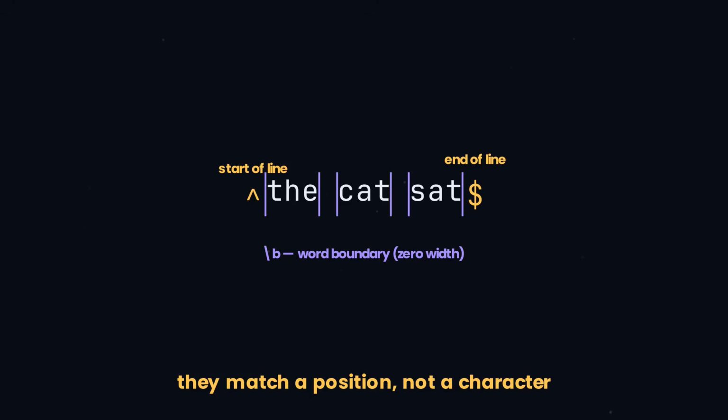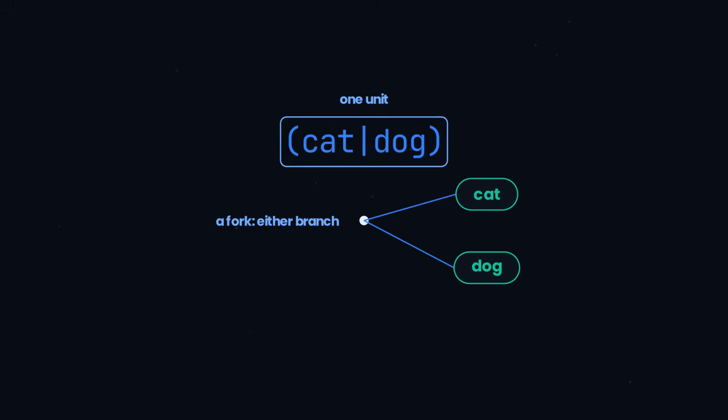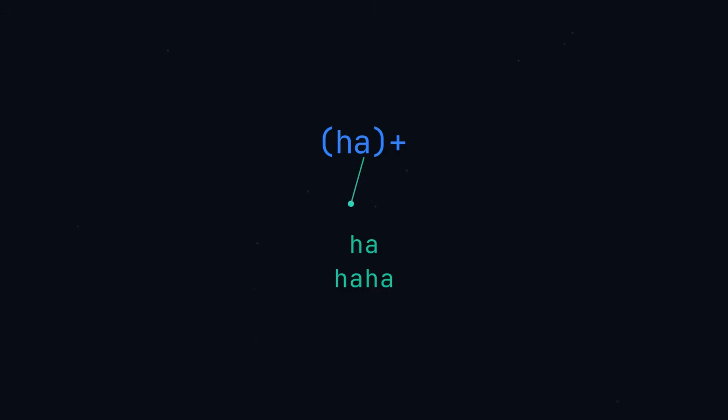We can match sets, repeats, and positions now. What about choices between whole alternatives? Parentheses gather a piece of the pattern into a single unit, and a vertical bar means or. Open paren, cat bar dog, close paren matches cat or dog. A fork in the road where either branch is allowed to succeed. Wrap a group and a quantifier now applies to the whole thing, not just the last character. So open paren h, a close paren plus matches ha, ha ha, and ha ha ha. Grouping turns tiny patterns into reusable building blocks.